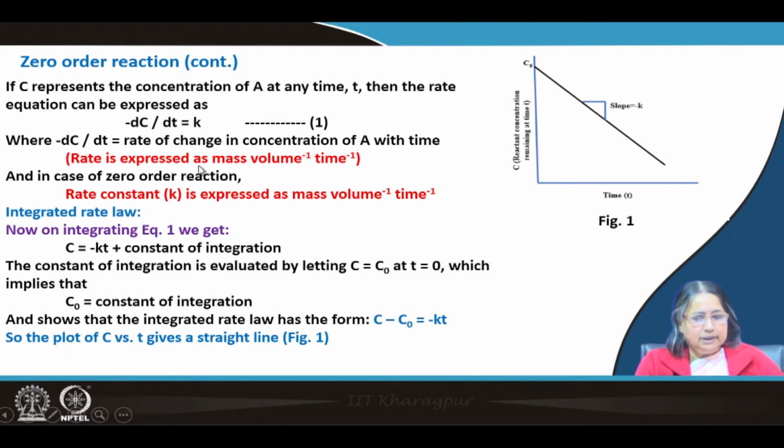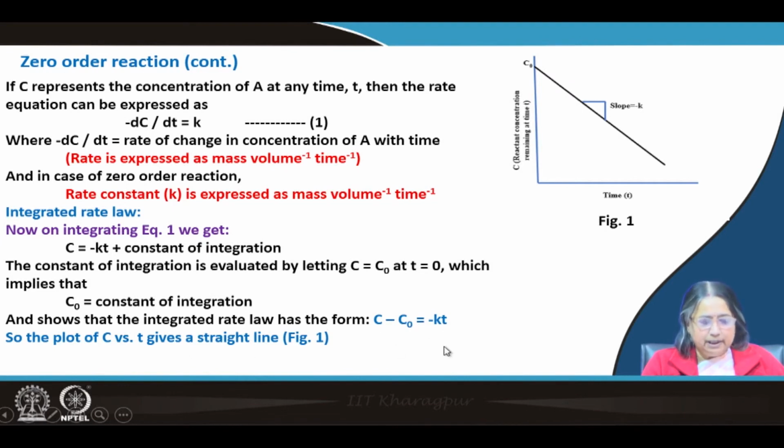Now, if we integrate this, then we will get C equals minus kt, changing the sign here, plus the constant of integration. The constant of integration we can get by putting t equals 0. If we think that at t equals 0, C equals C_0, then we get C_0 as the constant of integration. So, this term is becoming 0, that is why C_0 is nothing but the constant of integration. By putting this, we get C minus C_0 equals minus kt.